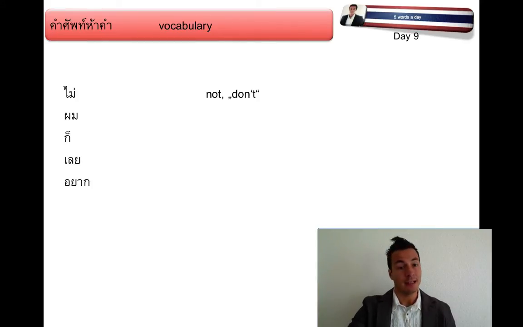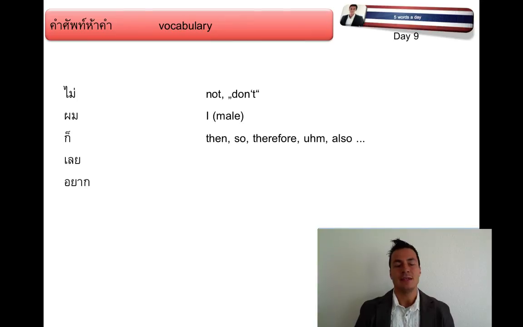Then finally we also have ผม, which means I, the male form of I. So far we usually use ฉัน as I, which is rather used by female speakers than by male. And now we also have ก็. This is a tricky one. It can mean so many things. Just a couple of expressions that it can mean are then, so, therefore, also.